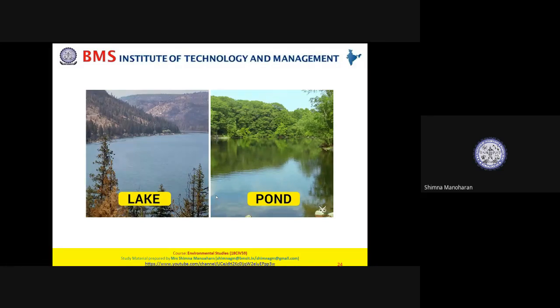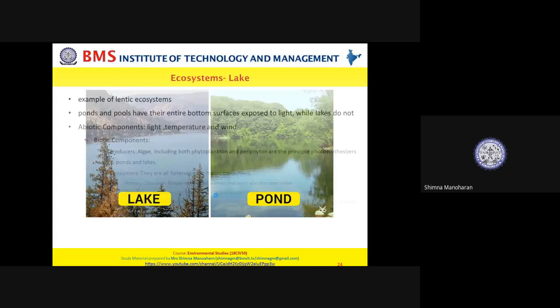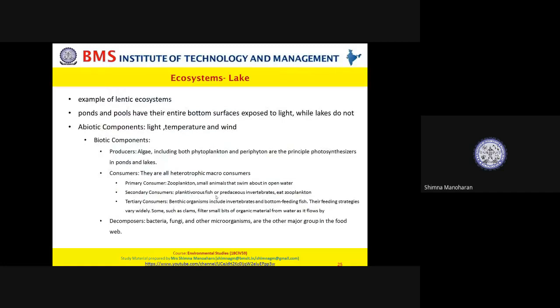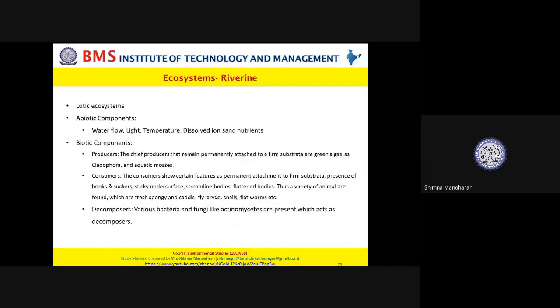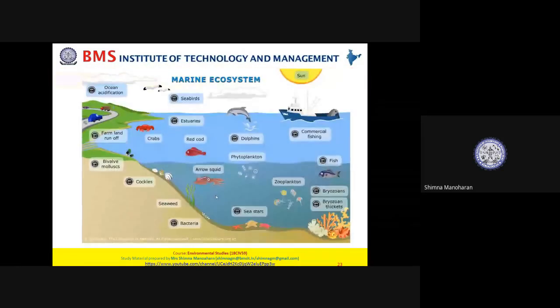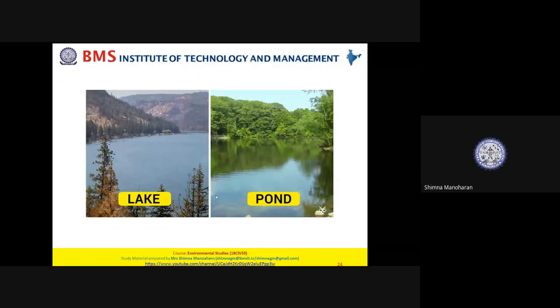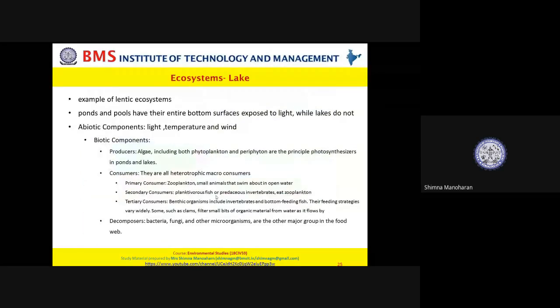Sometimes in history, there are ponds which are actually larger than lakes. So it's usually based on the depth, while large refers to the area covered. Lake as an ecosystem is an example of lentic. In river we saw it was lotic ecosystem, wherein water moves. Lake and pond are examples of lentic ecosystem, which means water is standing.